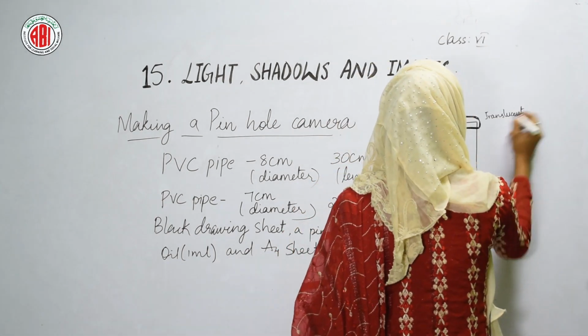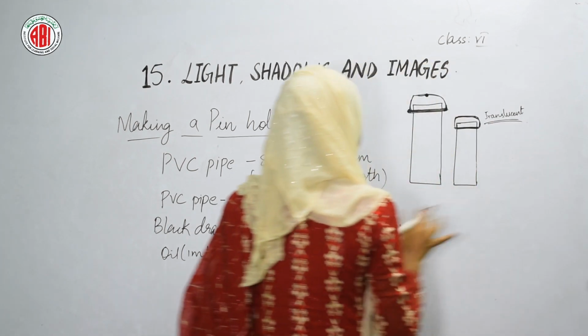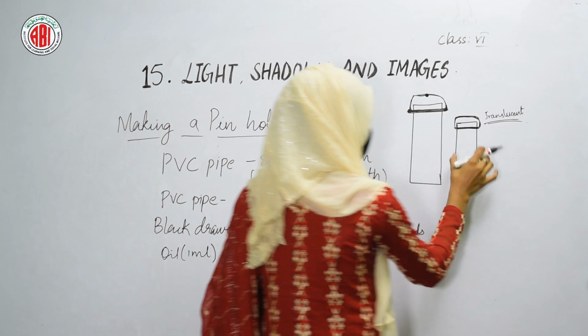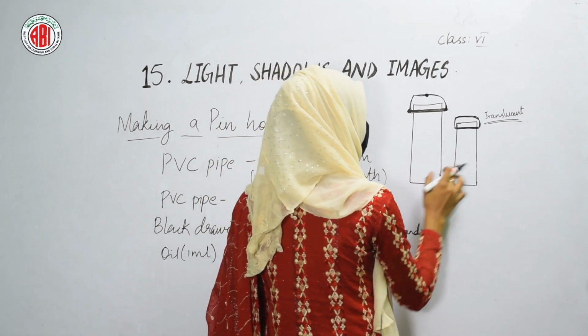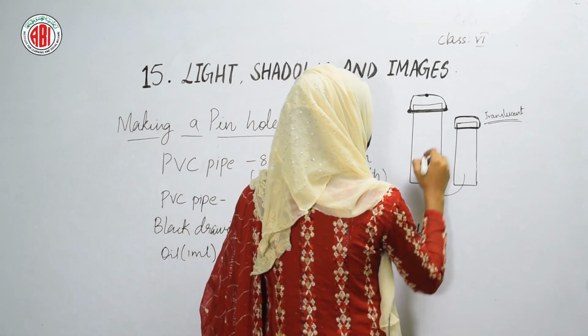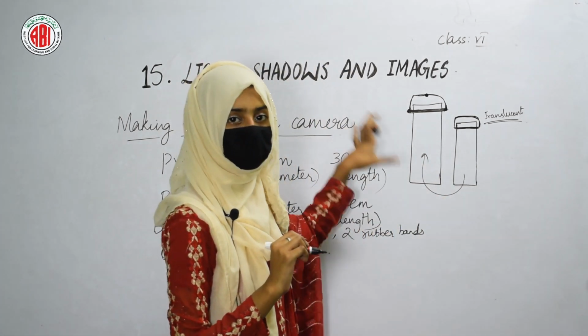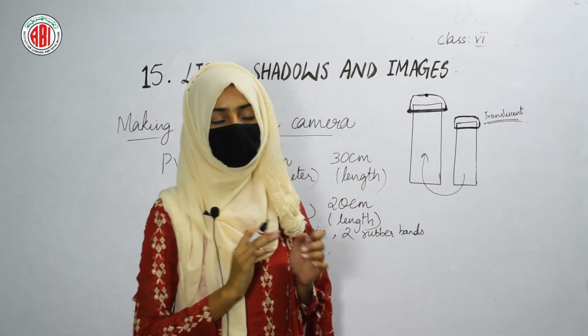It can allow the light to pass through it in a partial way. Now both the pipes are ready. Take this shorter pipe and insert this shorter pipe into the bigger one. After inserting the shorter pipe into the bigger one, the pinhole camera is ready.